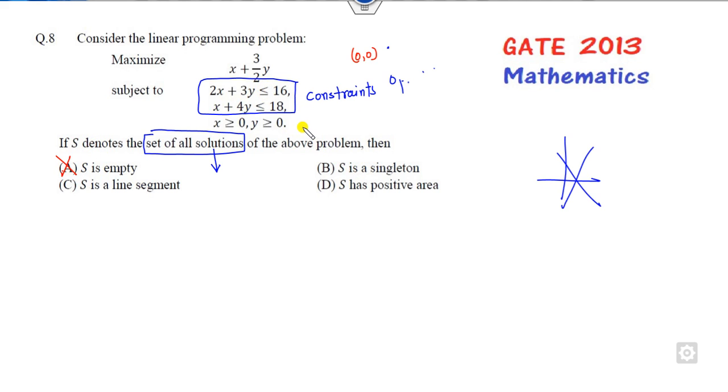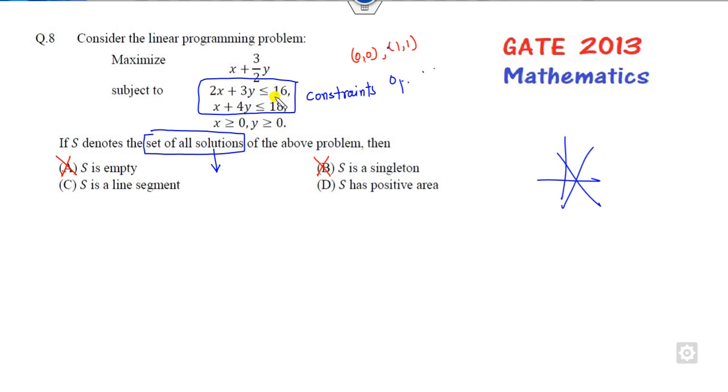S is a singleton set. So one point is 0 0, which satisfies. Is there any other point satisfied? Clearly 1 comma 1 is also satisfied, because 2 plus 3 is 5, less than 16, and 1 plus 4 is less than 16. So S is not a singleton set. It consists of more than one element. S is a line segment. S has a positive area.